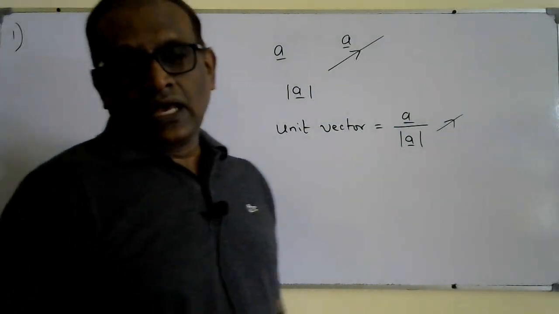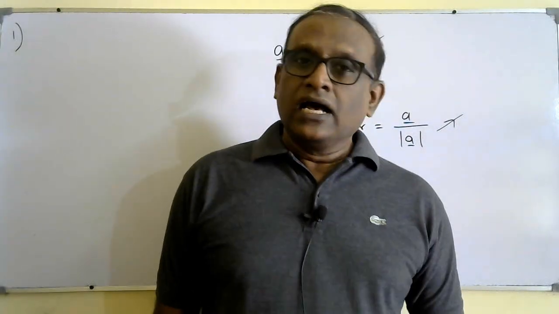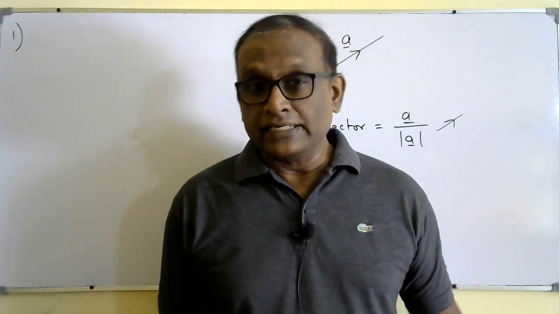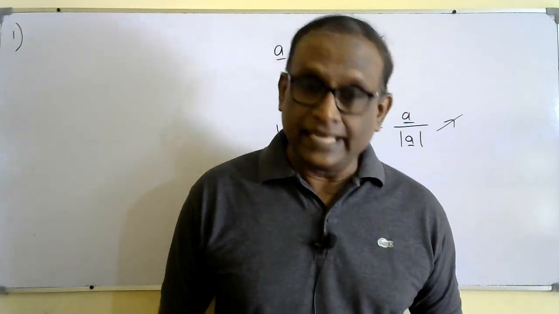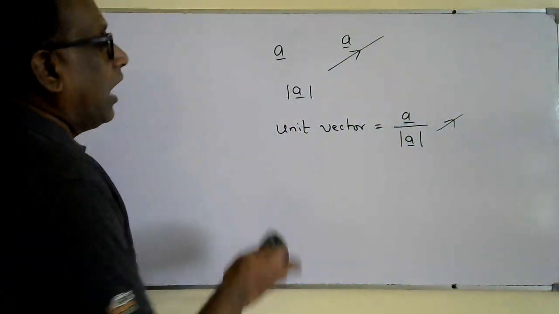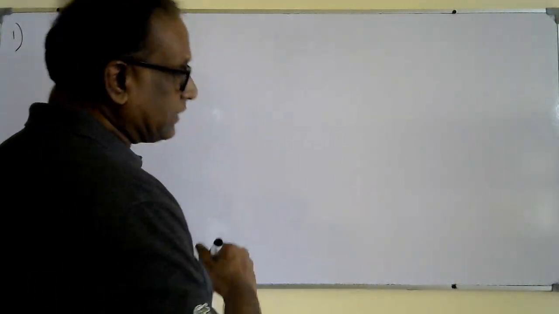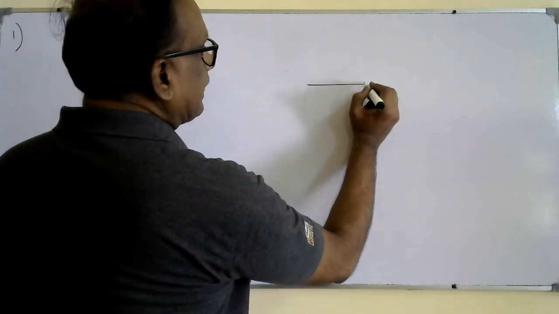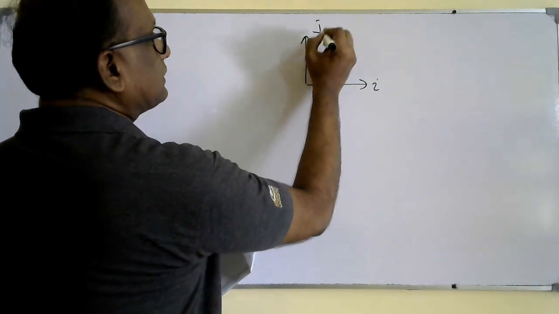But normally we have well-defined unit vectors in Cartesian coordinates. We normally denote them by i and j in 2-dimension. In 3-dimension we use i, j, k. Generally we take i along the direction of x, j along the direction of y. So in Cartesian coordinates we can show the unit vectors, this direction i, this direction j in 2-dimension.